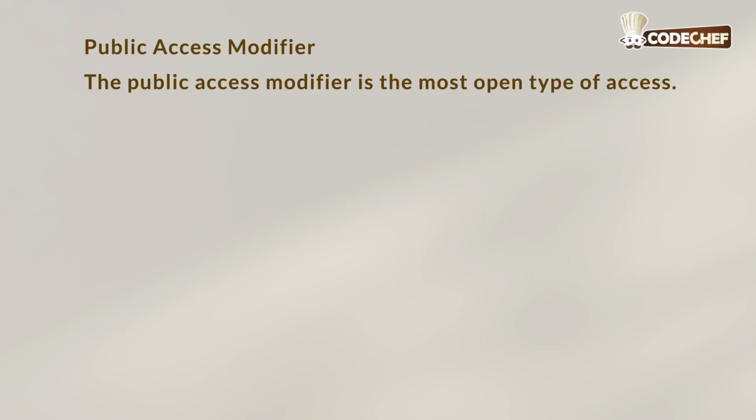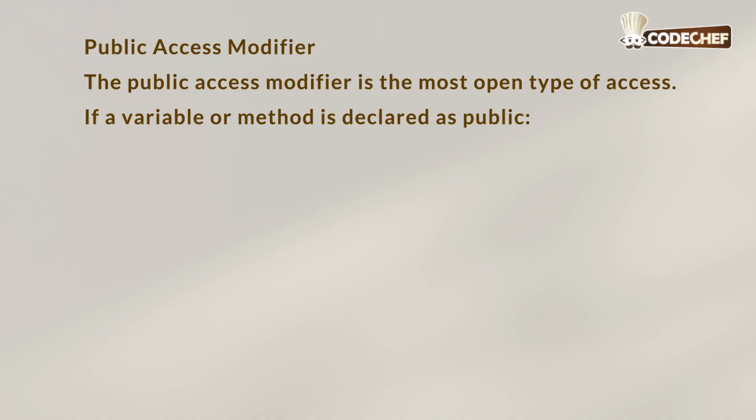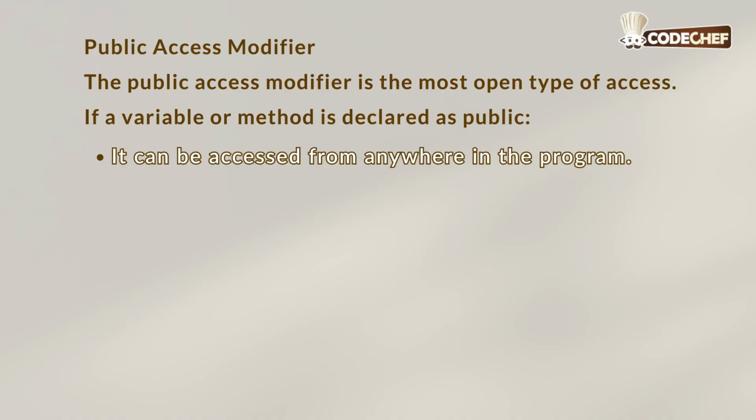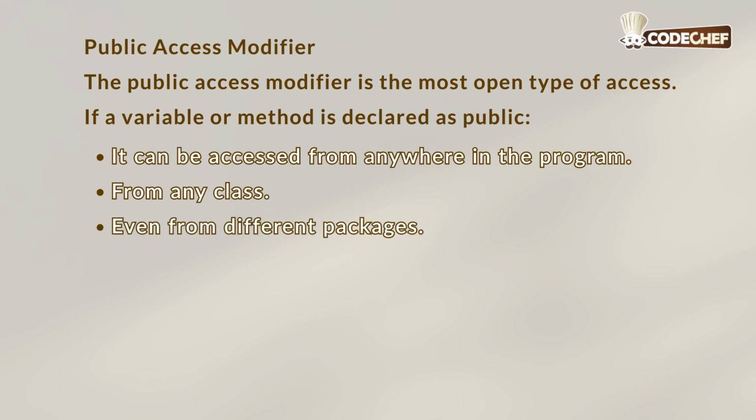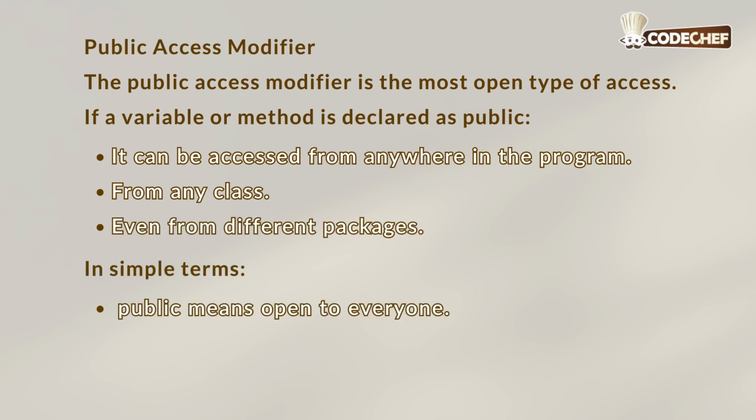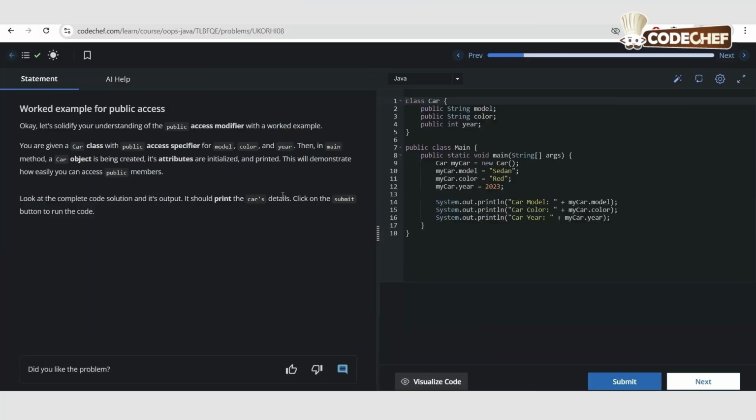Let's talk about public access modifiers. The public access modifier is the most open type of access. If a variable or method is declared as public, it can be accessed from anywhere in the program, from any class, even from different packages. In simple terms, public means open to everyone. Now let's look at an example to understand public access modifiers deeply.